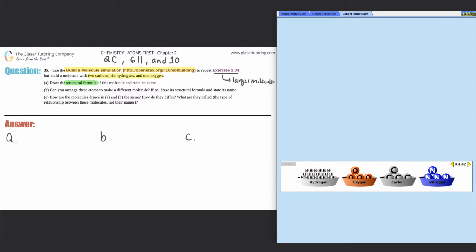Kit number 2 has oxygen, carbons, and hydrogens in it too, so there are a lot of different kits here, but I'm just going to use kit number 1. And we just need to combine 2 carbons, 6 hydrogens, and 1 oxygen. So I'm going to put 2 carbons up here, and maybe I'll put the oxygen here.